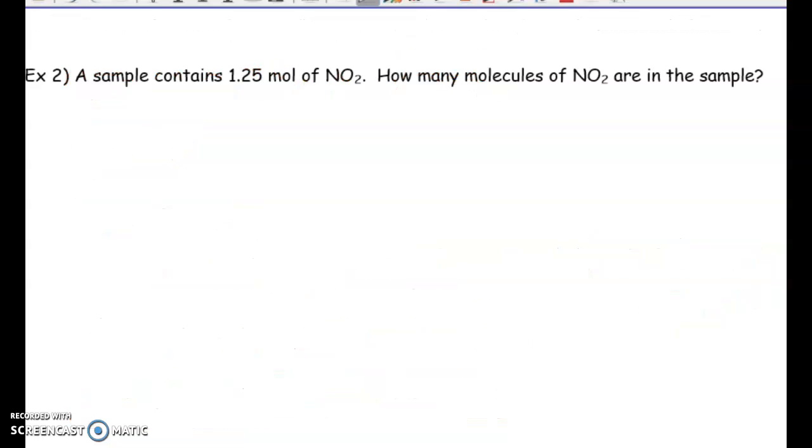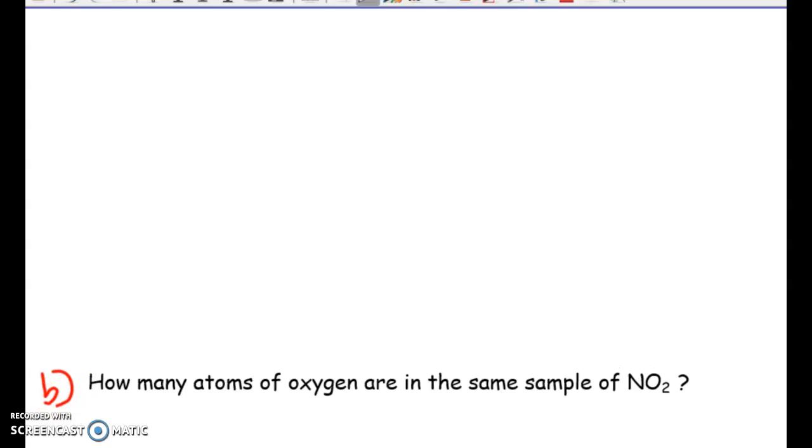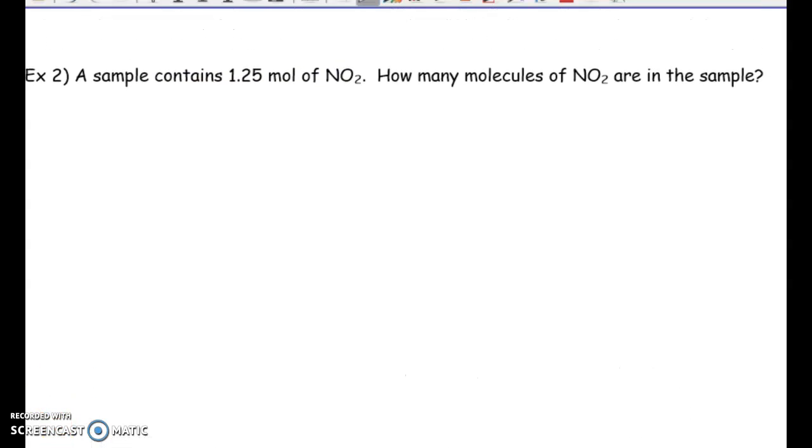Okay, so example 2 has a part B to it. But for now, what I'd like you to do is try out this first one on your own. It says a sample has 1.25 moles of nitrogen dioxide. How many molecules of nitrogen dioxide are in the sample? Give this a try.